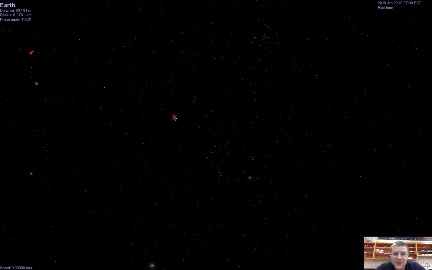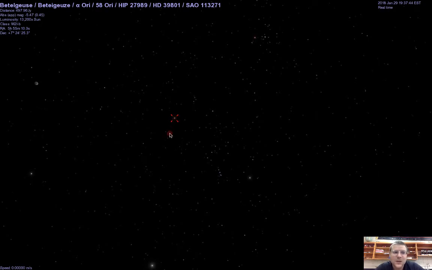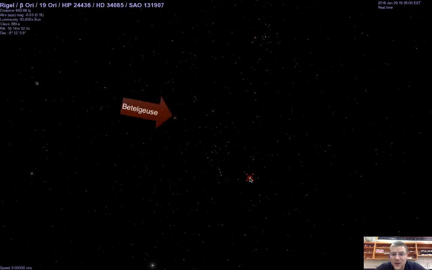So like I said, there's a bright one up here in Orion's armpit, and if I click on it, it gives us some information. This star is a reddish star known as Betelgeuse, and if you translate Betelgeuse from Arabic back into English, you get armpit. And if you look, it's right in Orion's armpit. Down here in the right corner is a bright bluish star known as Rigel. Translating from Arabic into English, Rigel means knee.